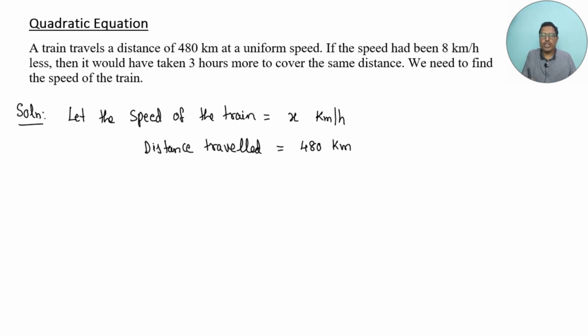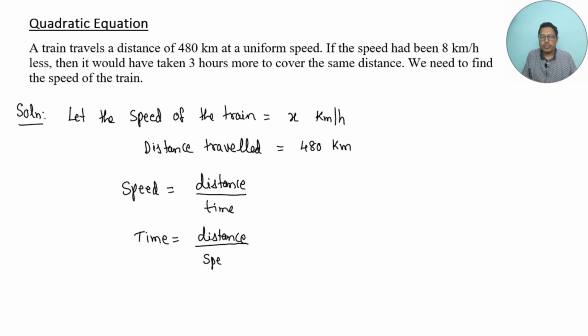For that, let us use the formula for speed. We know the speed is equal to distance by time. From here, let us find the time. Let us cross multiply the time to the other side, so time is equal to the distance, and the speed on the other side becomes the divisor. So we have the formula for time: time is equal to distance by speed.